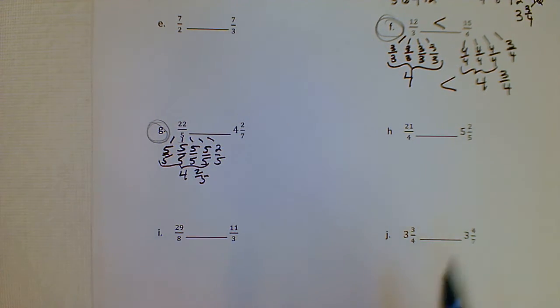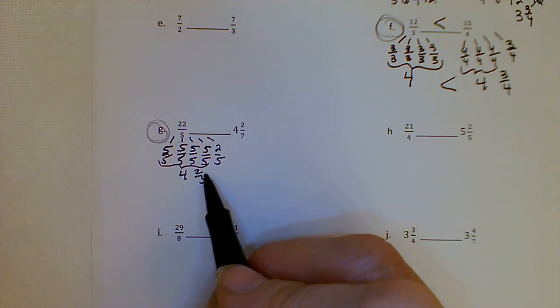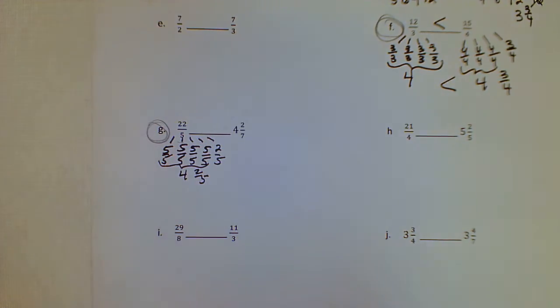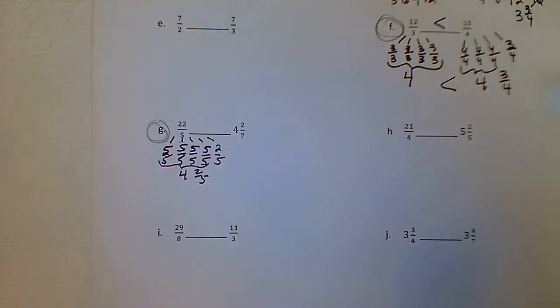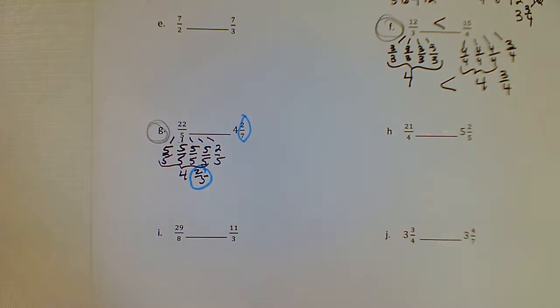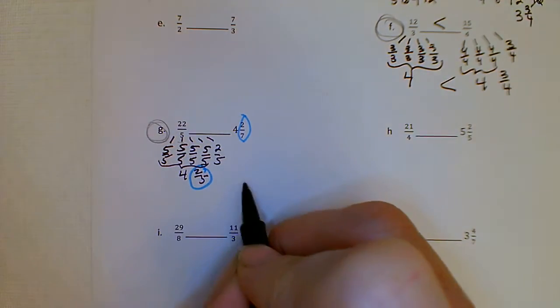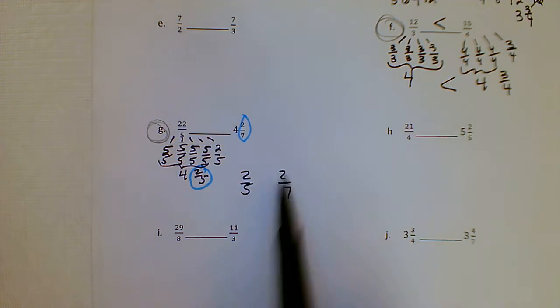So now what I can do is, since my whole number is the same, I have a 4 here and a 4 here, I can compare my 2 fifths and my 2 sevenths. So that's what we're going to focus in on. The thing is that 2 fifths, oh, look at that. It's so easy. We have 2 fifths and we have 2 sevenths. Our numerators are the same. So if I'm comparing 2 fifths and 2 sevenths, my numerators are the same.